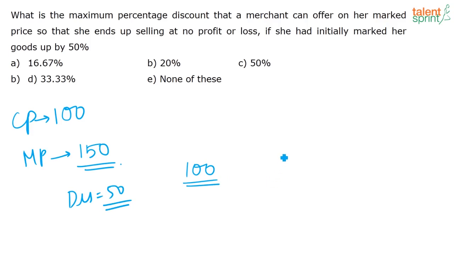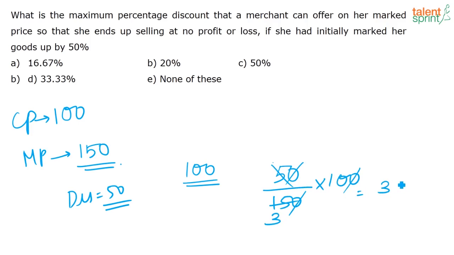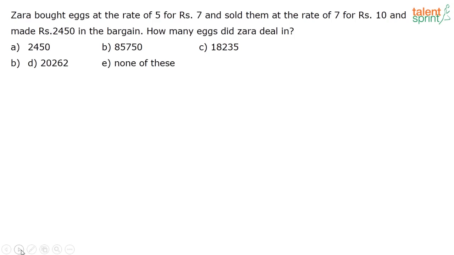So what will be the discount percentage? The discount percentage is nothing but the discount divided by the marked price into 100, correct? So solve this. This is 50 by 150 into 100, 100 cancels, that is 33.33%. Option D. So this question is very easy, no? Nothing much, just put in values, you get the answer fast. Let's move on to the next question.